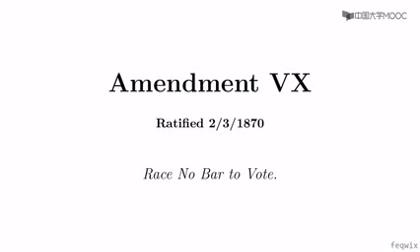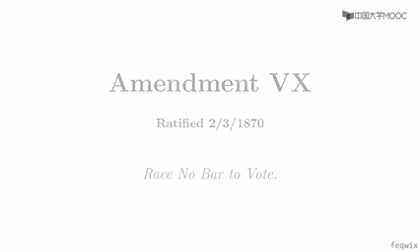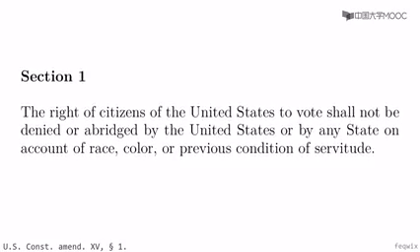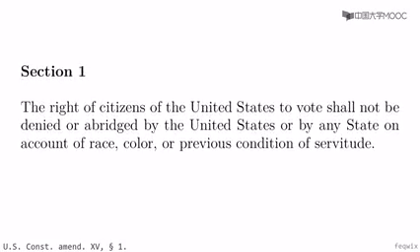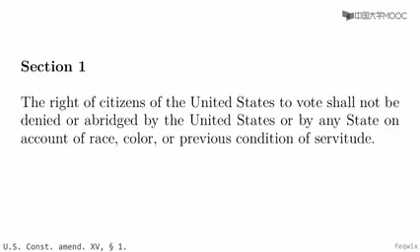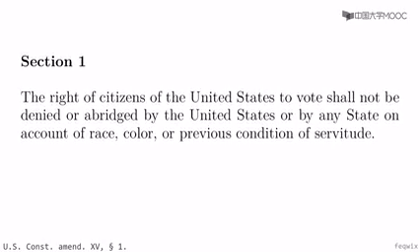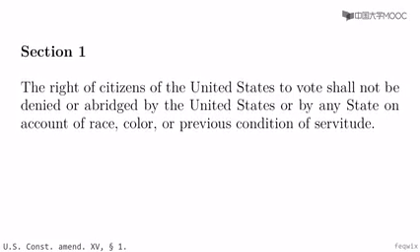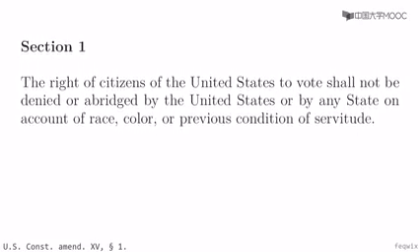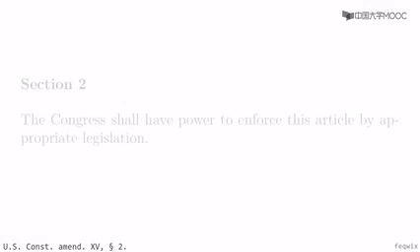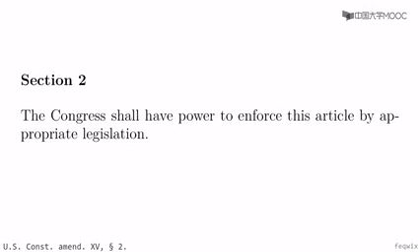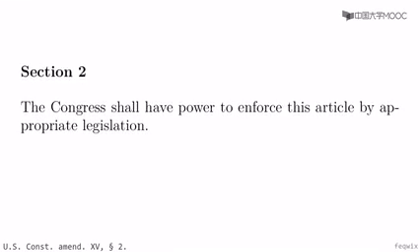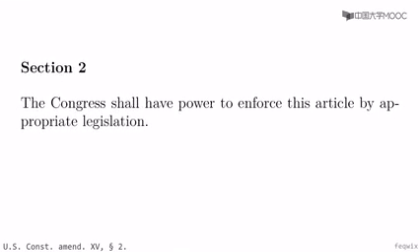Amendment 15. Section 1. The right of citizens of the United States to vote shall not be denied or abridged by the United States or by any state on account of race, color, or previous condition of servitude. Section 2. The Congress shall have power to enforce this article by appropriate legislation.